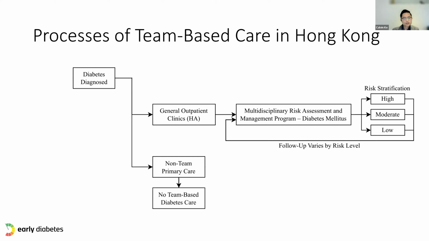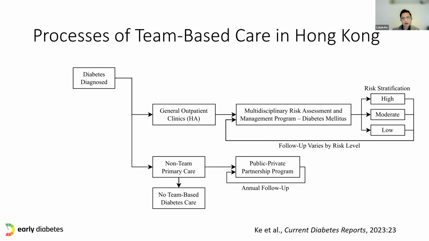But there are also patients who don't attend these general outpatient clinics. Let's say they see a private physician who's not part of the HA. So these patients, they don't generally receive team-based care unless that physician specifically has a team, which would be uncommon in the private setting. But there's actually now a public-private partnership program where patients from the private sector can be referred into this PPP and get the same type of risk stratification, and they receive annual follow-up there. So there is that option.